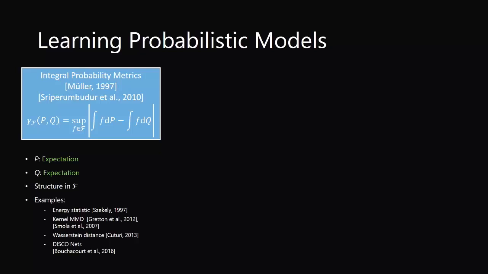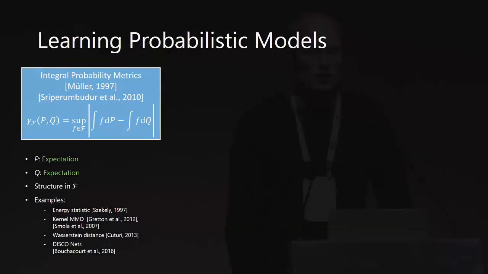So depending on the structure of this function class, calligraphic F, you get different integral probability metrics. So if you choose this to be a reproducing kernel Hilbert space, so adopt a kernel approach as Arthur has done, then you obtain the kernel MMD, the kernel maximum mean discrepancy.